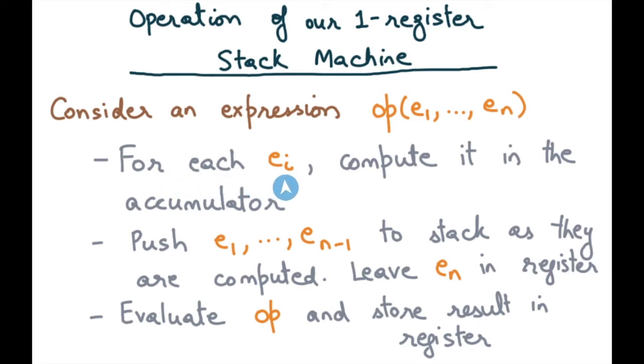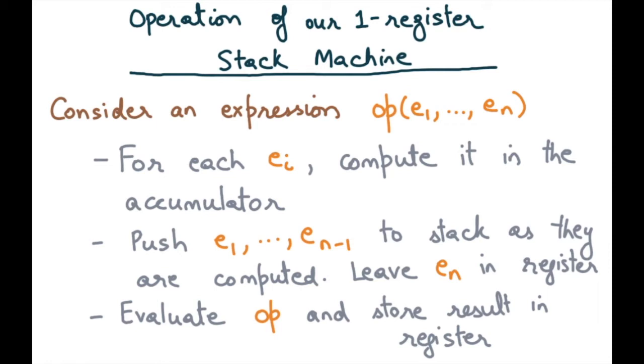For each Ei, so for i from 1 to n, compute it in the accumulator. So first we compute, let's say, E1, and we compute it in the accumulator. Then we compute E2, compute it in the accumulator. But by the time we compute E2, we want to also preserve the value that was computed for E1. And so before we compute E2, we push the value of E1, right? So the other part of the strategy is you push E1 through En minus 1 to the stack as they are computed. Okay, so I computed E1 in the accumulator, but then before I start computing E2, I push E1 to the stack.